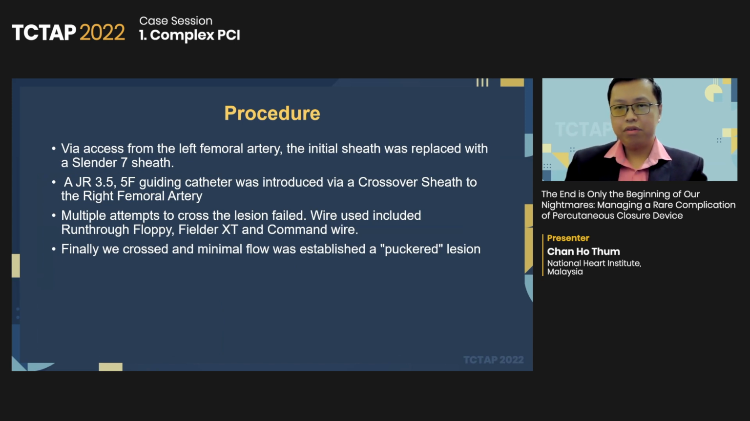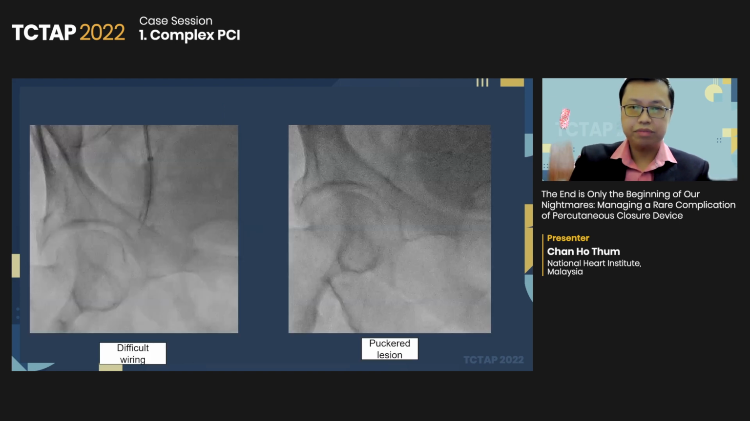What we did was change the initial 6-French sheath on the left side to a Slender 7 sheath. Using a crossover sheath, we guided the JR 5-French guiding catheter to the right femoral artery. We used multiple attempts to cross the lesion. Many wires were used, including workhorse wires like Fielder XT and Command wire. Finally, after much difficulty, about an hour plus of attempting, we managed to cross the lesion, establishing minimal flow across what we see as a puckered lesion.